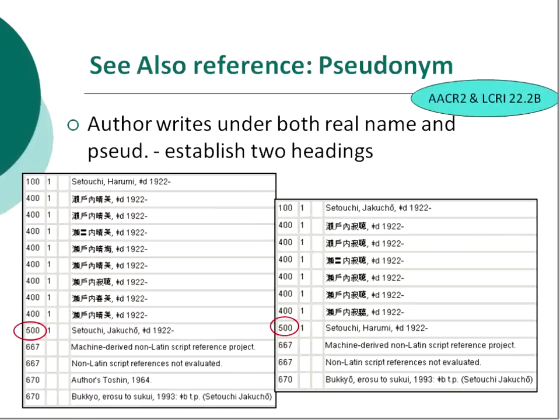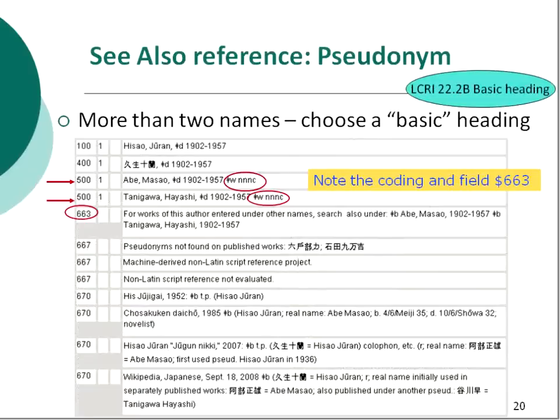This is the author who wrote under two different names. One is a real name, the other is a pseudonym. The treatment for this type of pseudonym situation is that we establish two separate name authority records for the two names that the author uses in his or her publications, and connect the two names with the 500 fields that I'm pointing to here in two different records. So, not a complicated situation.